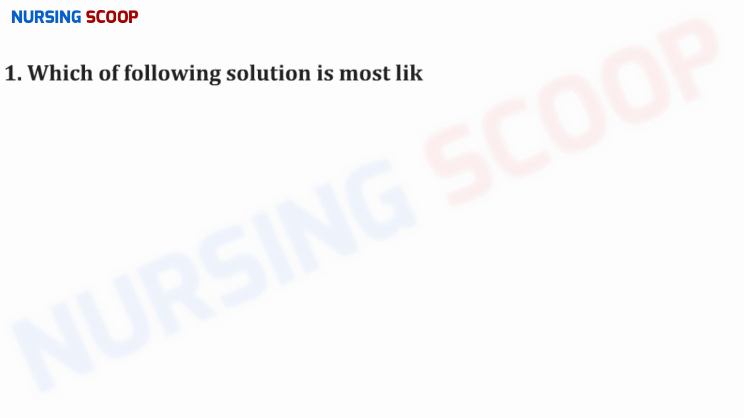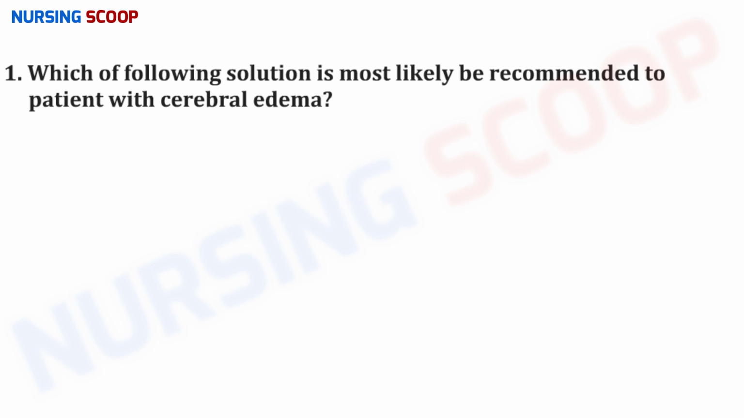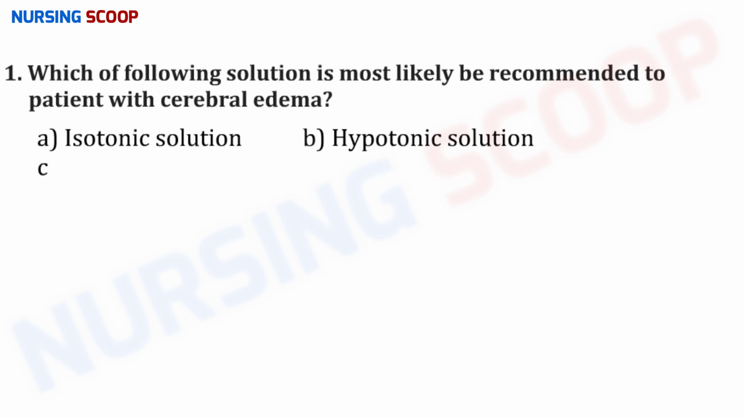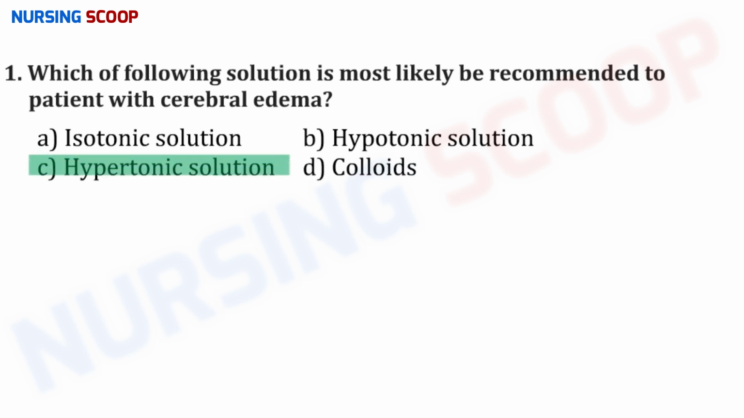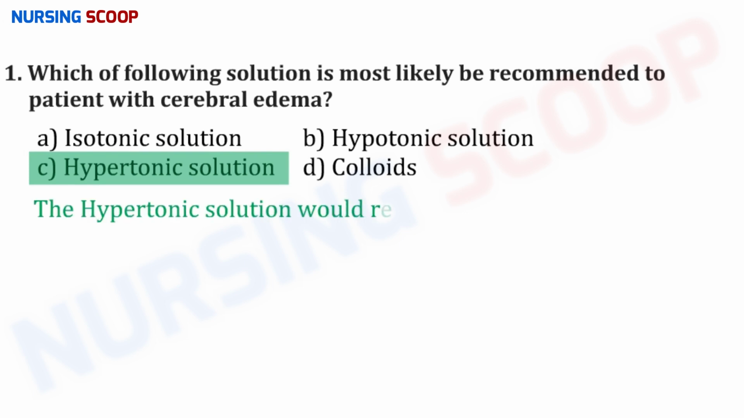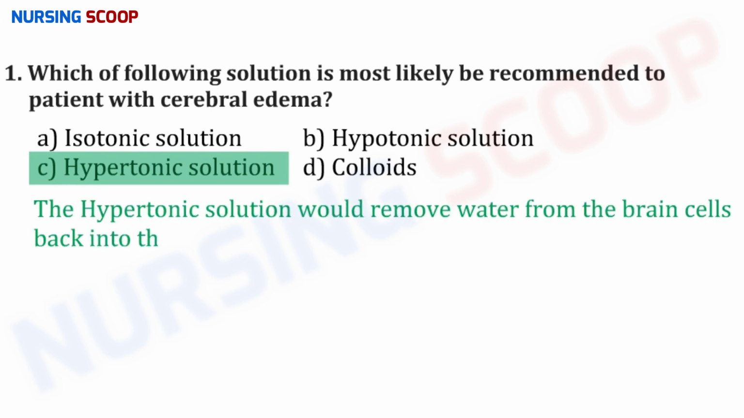So let's start the video with first question. Which of the following solution is most likely to be recommended to the patient with cerebral edema? So here are the options: isotonic solution, hypotonic solution, hypertonic solution or colloids. So here the right option is option C, that is hypertonic solution. So this hypertonic solution removes the water from brain cells back into the intravascular spaces. So this helps in reducing the cerebral edema.